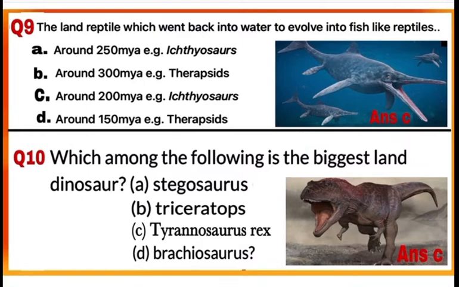Question number 10. Which among the following is the biggest land dinosaur? Tyrannosaurus rex was the biggest dinosaur. It was about 20 feet in height and had huge, fearsome, dagger-like teeth. So here, correct choice is C.